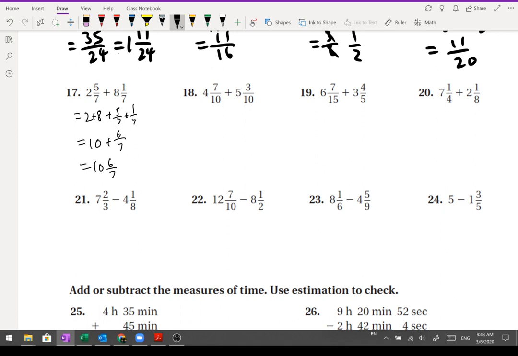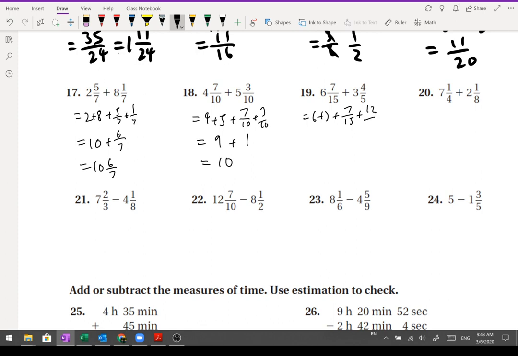Then for the next one, we have 4 plus 5, and then we have fraction plus fraction, 7 over 10 plus 3 over 10, which will be 9 plus 1, which is 10. Then for the next one, we have 6 plus 3, and then for the fraction part, I'm going to change the second fraction to become times 3 over 3.